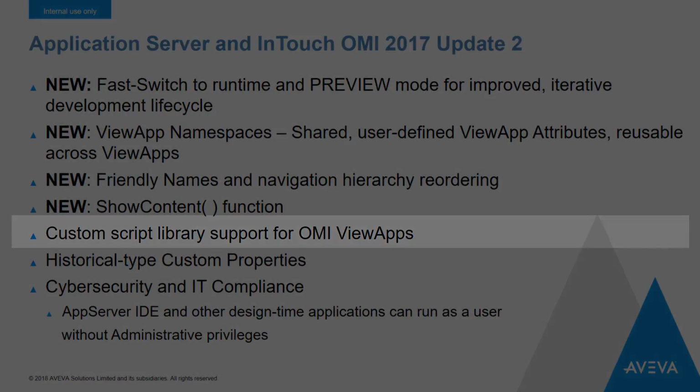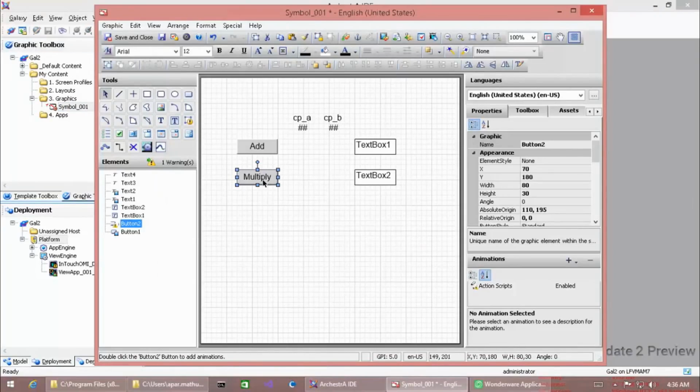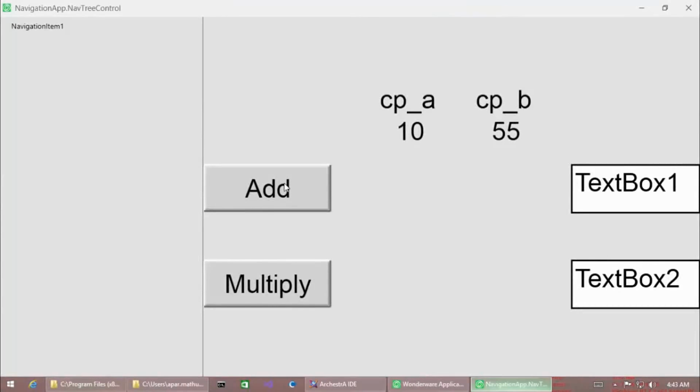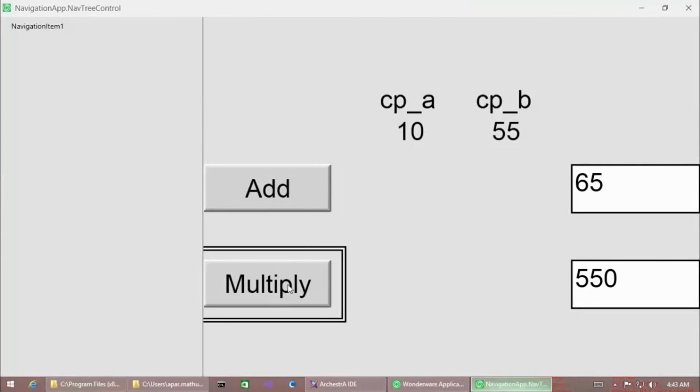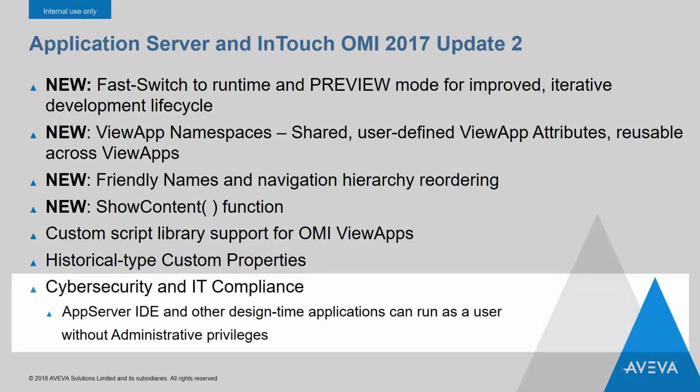We've also added support for custom script libraries in the InTouch OMI runtime. This allows you to import your existing custom script libraries and then use them within our custom graphics when they're displayed in the InTouch OMI runtime. Expanding on that type of support, we've also added the ability to use the historical type custom properties within our custom graphics and our custom graphics scripting in InTouch OMI. And in the area of cybersecurity and IT compliance, you can now run the IDE and other design time applications as a user that doesn't have administrative privileges. This greatly reduces the size of the attack surface for connected systems and is becoming a mandatory requirement for many industries.